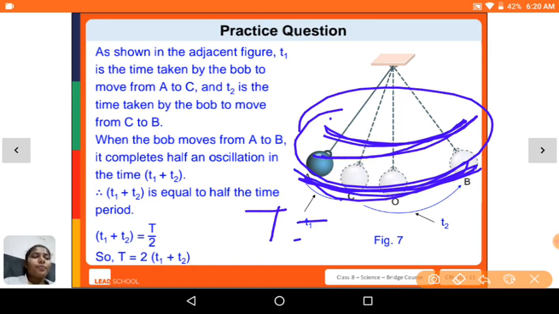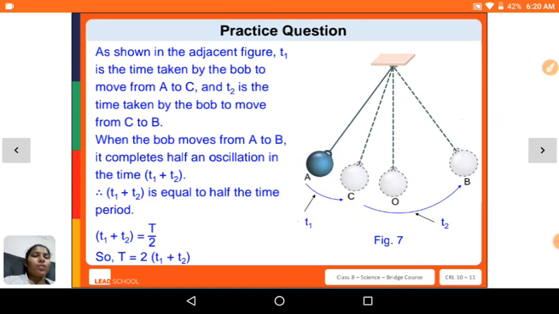Yes, clear? So write all these questions, this 3 and the 2 before that, in your notebook, and we are here completing the physics bridge course. In the next lecture we are going to start the new chemistry bridge course. Thank you all.